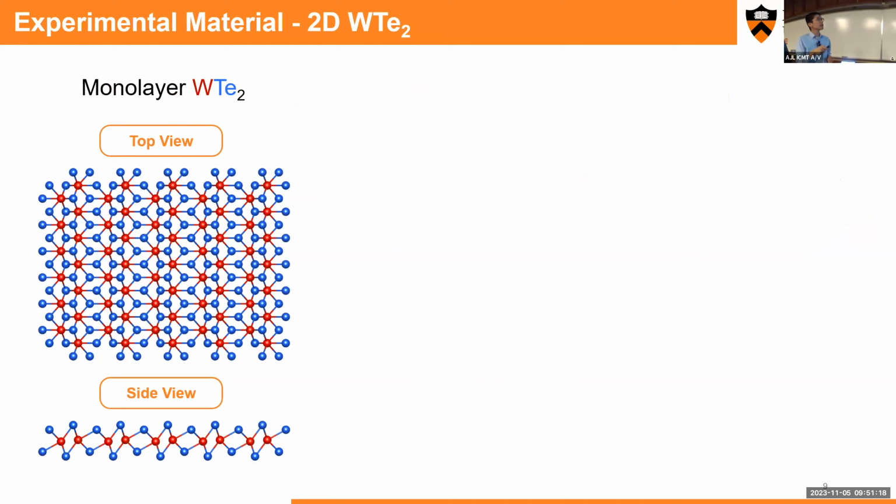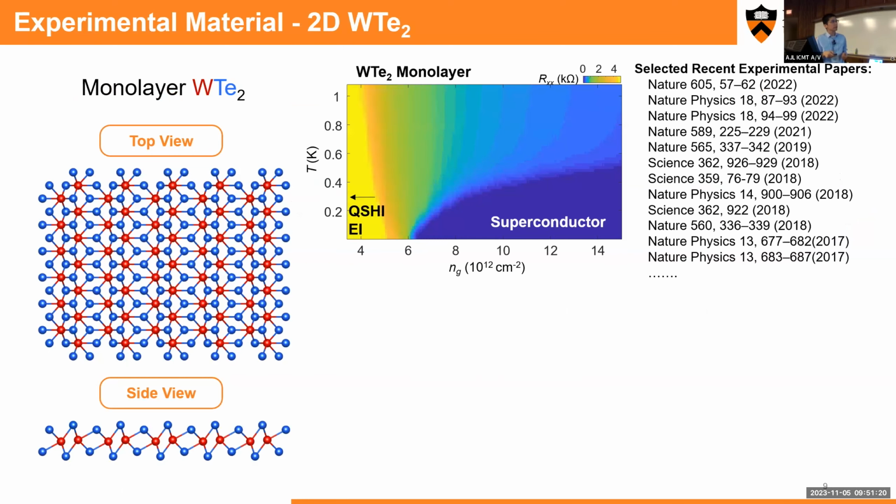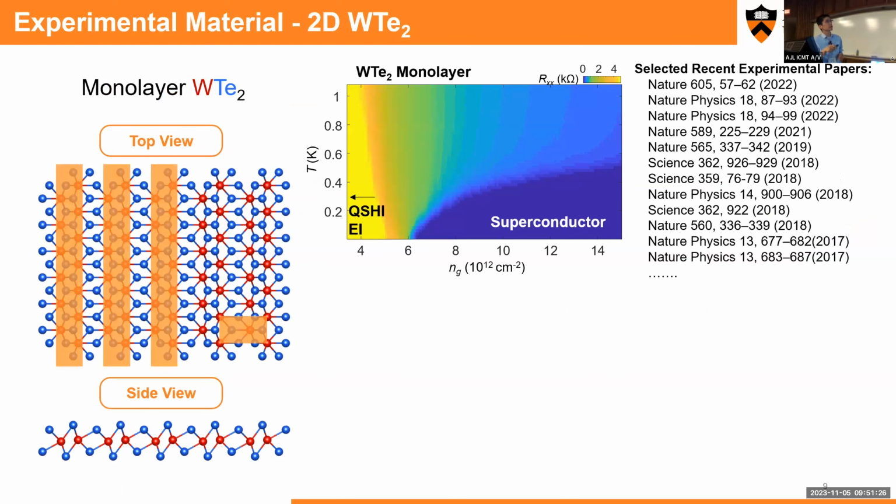Monolayer tungsten ditelluride has a rectangular lattice, which looks like this. The tungsten atoms form a zigzag chain like here, so you can see it shows 1D stripes. This system has shown many interesting phenomena, for example, the quantum spin Hall insulator, the excitonic insulator, and also tunable superconductivity in the highly doped region.